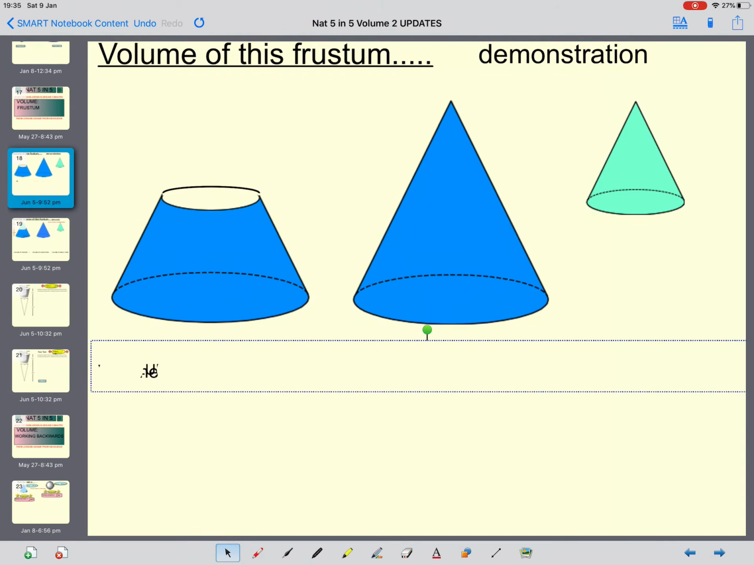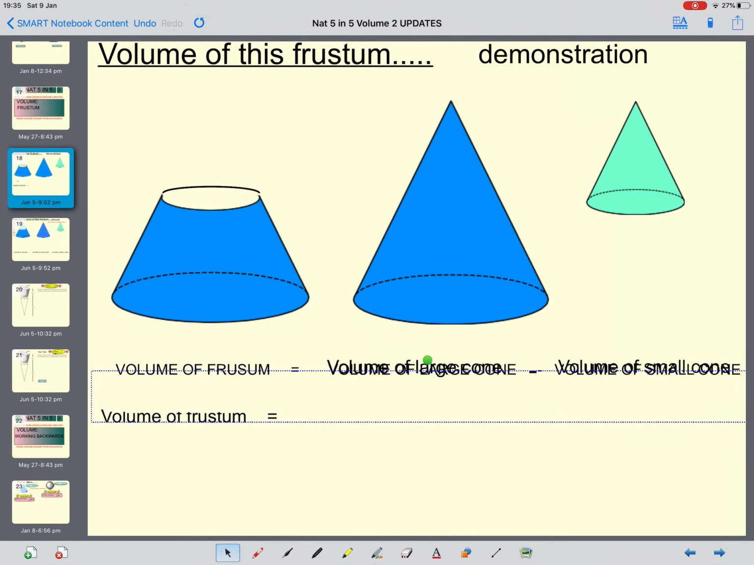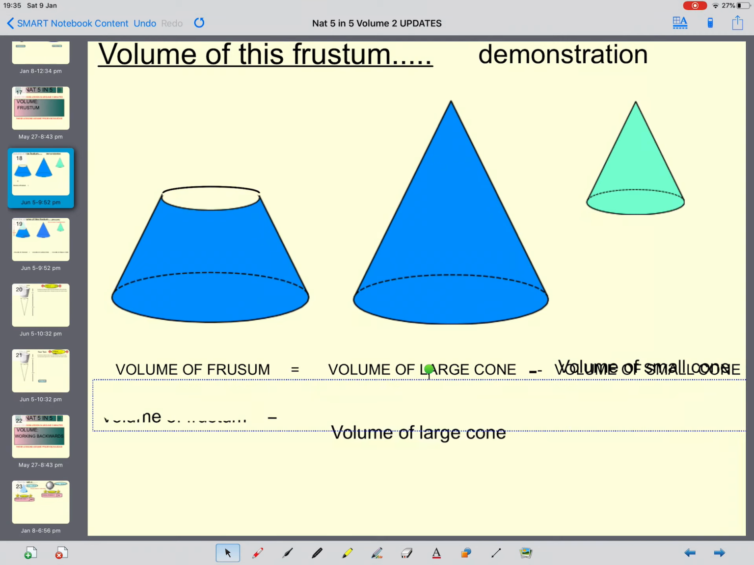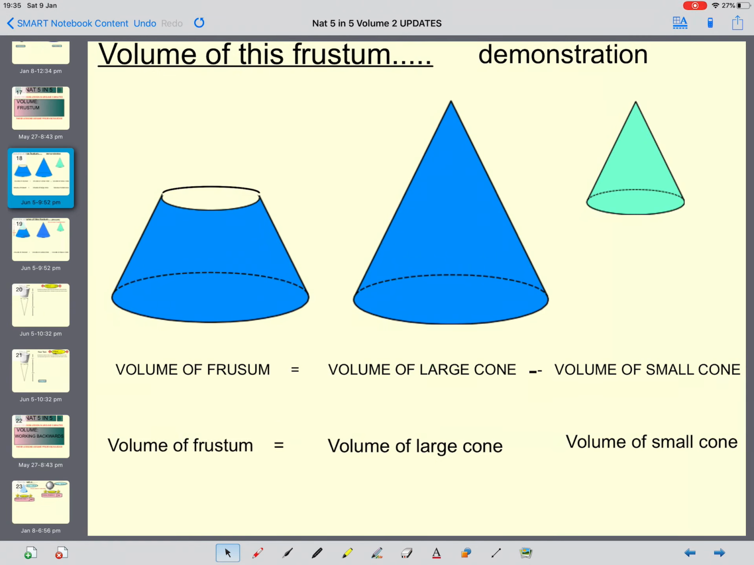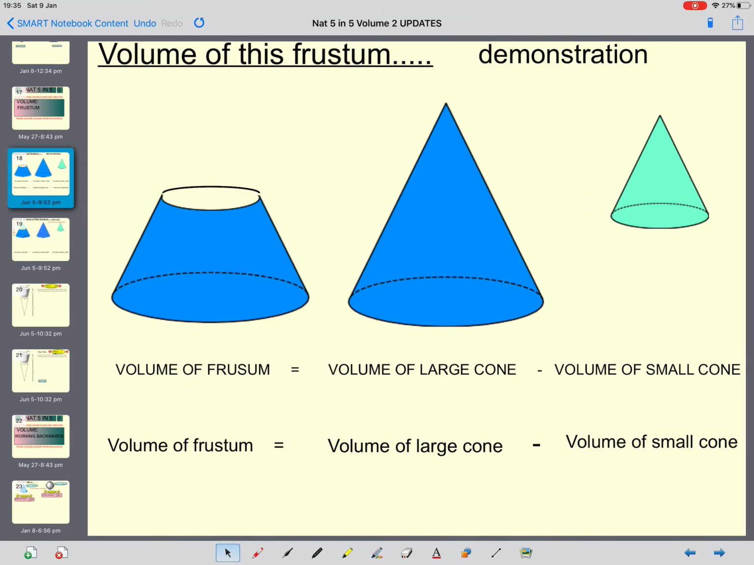Sorry, I think I wrote this twice instead of once. So make it really clear. Okay, so the volume of a frustum equals the volume of the large cone, take away the volume of the small cone, and let's try that together now.